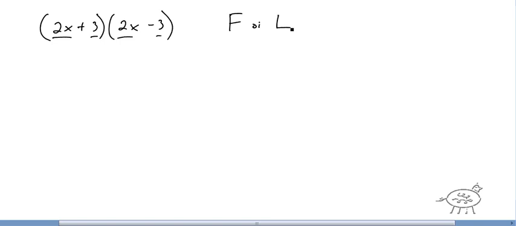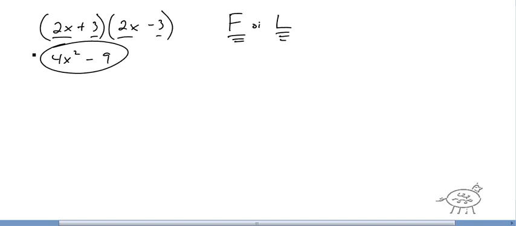Let's try a couple that have a few more things in them. If I do 2x plus 3 and 2x minus 3, again the 2x is the same and the 3 and negative 3 are opposite. So I really have to do the F and the L. First gives me 2x times 2x is 4x squared, and 3 times negative 3 is negative 9. That's your answer to that problem. That's pretty sweet.